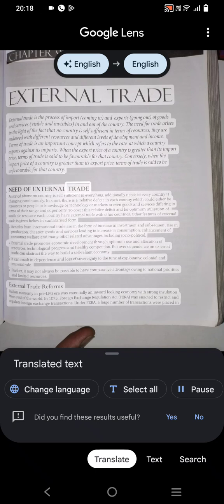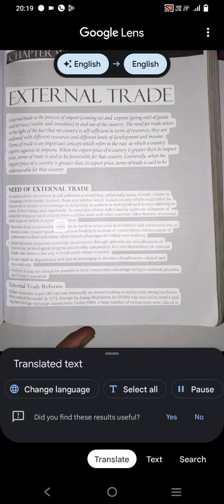Need of external trade. As stated above, no country is self-sufficient in everything. Additionally, the needs of every country are changing continuously. In short, there is a relative deficit in each country, which could either be resources or people or knowledge or technology or markets or even goods and services, differing in terms of their range and superiority. To cover this relative deficit and for optimum utilization of available resources, each country has external trade with other countries. Other features of external trade are given below in summarized form.